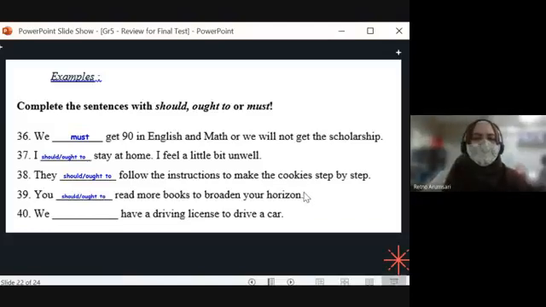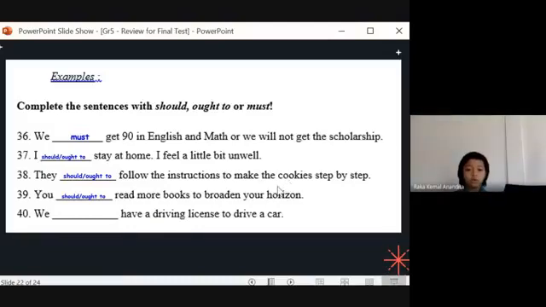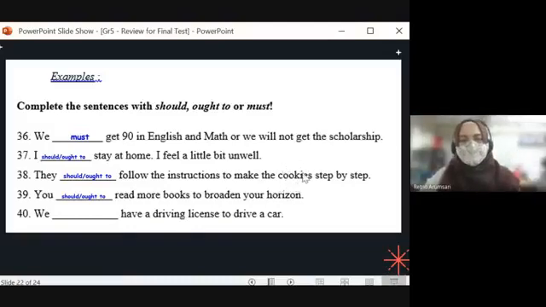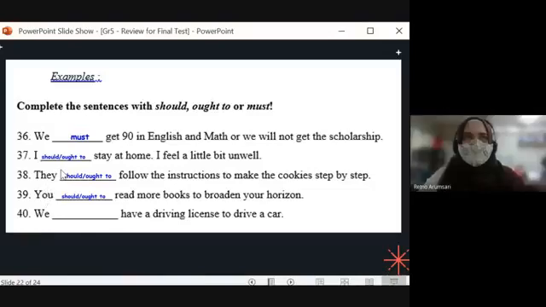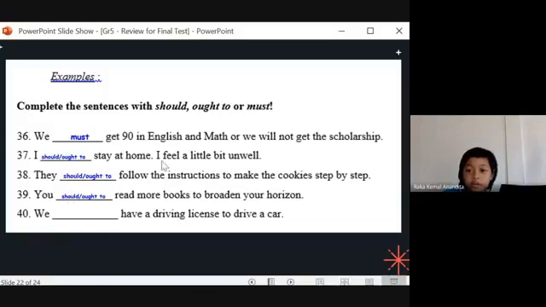If you read more books, you can get more knowledge. But if you don't read more books, it's up to you. Some people do not like reading, right? Miss, what is broaden your horizon? To get more knowledge. Wow. Is this an expression?